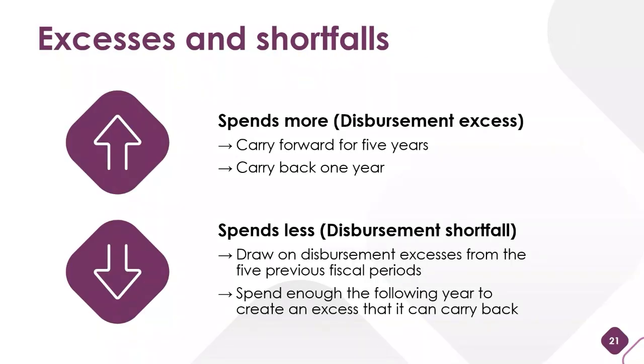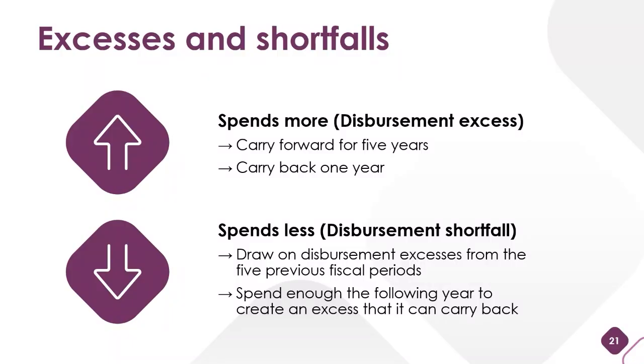Excesses and shortfalls. If a charity spends more on its charitable activities or qualifying disbursements than its DQ for the year, this is referred to as a disbursement excess. Disbursement excesses can be carried forward for 5 years that immediately follow the excess tax year, or carried back the 1 year that immediately preceded the excess tax year.